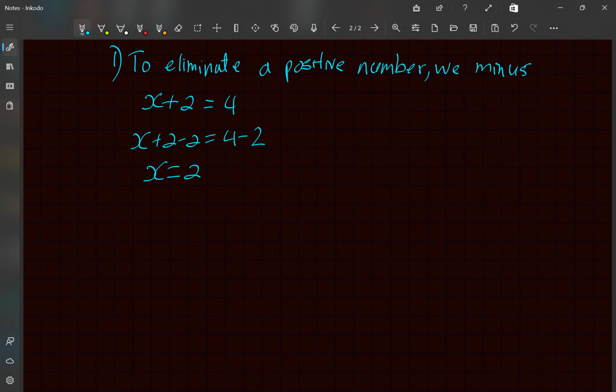Let's have another quick example. So x plus 3 gives 5. I want to solve for x, I need to get rid of this 3. I would minus 3 from both sides.